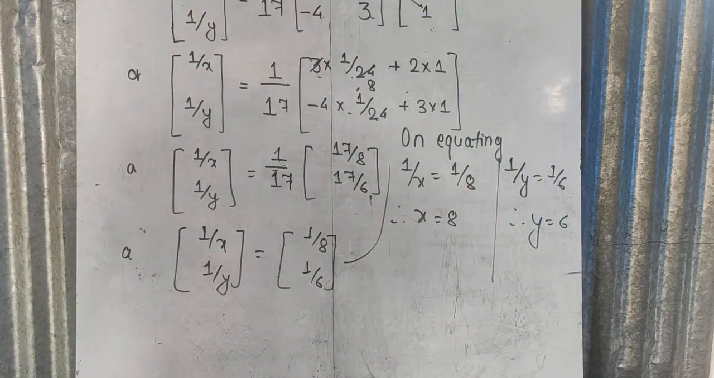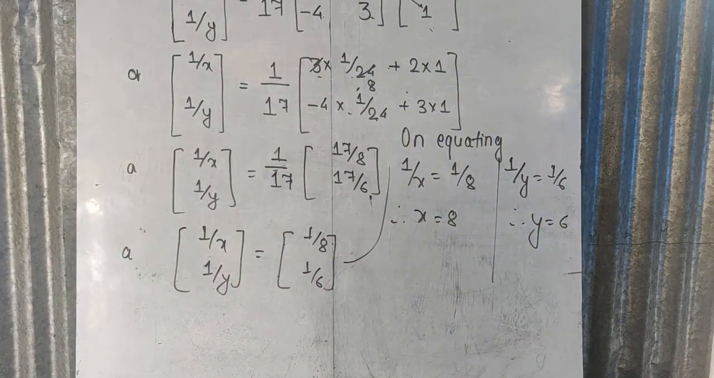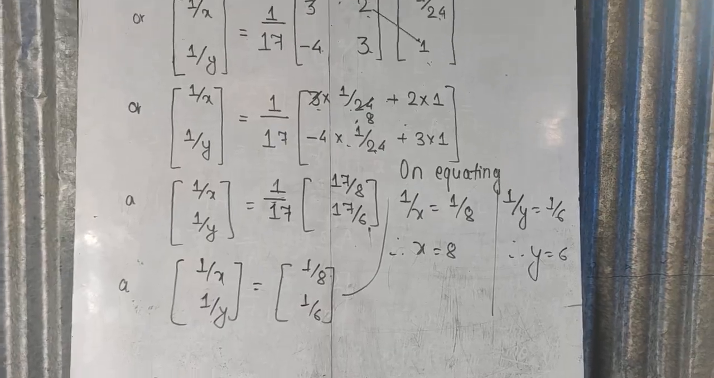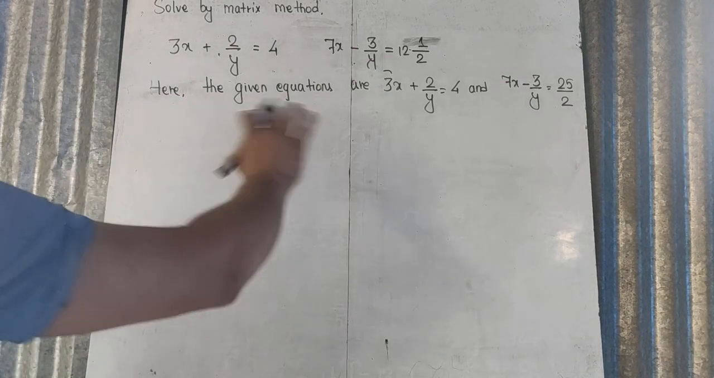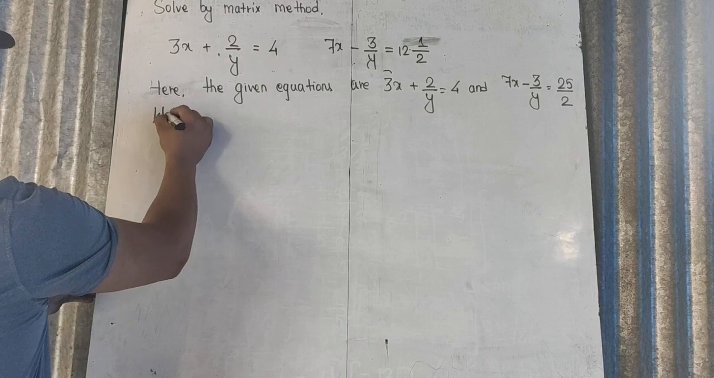This is how we solve the answer. It's quite easy. Now you can put the values in the given expression to check whether you are right or wrong. Thank you. We have one more equation here, so we are going to solve this equation by using a matrix method. So let's see. First of all, we write the given equation in the form of a matrix.